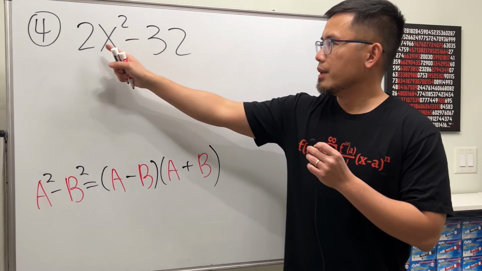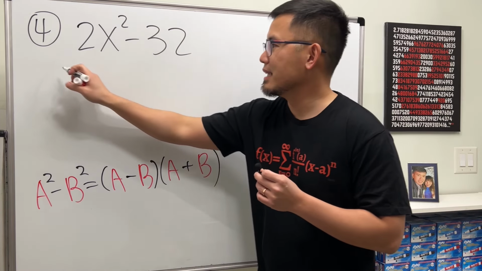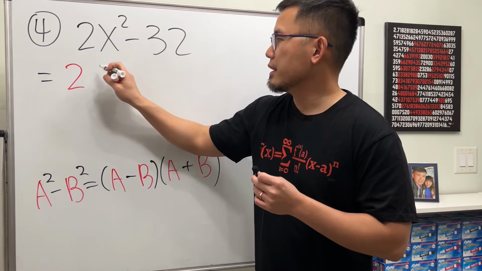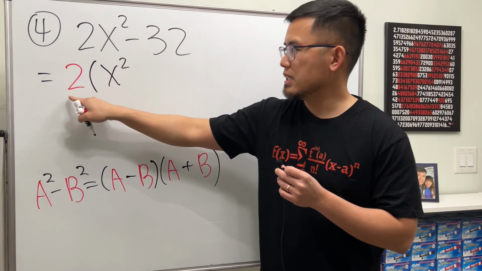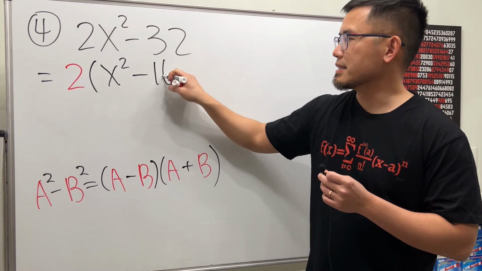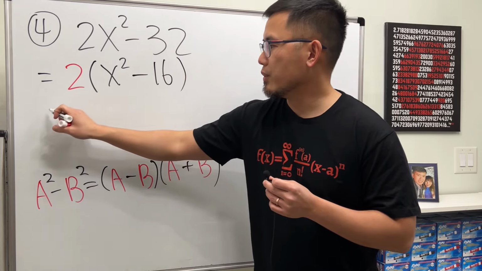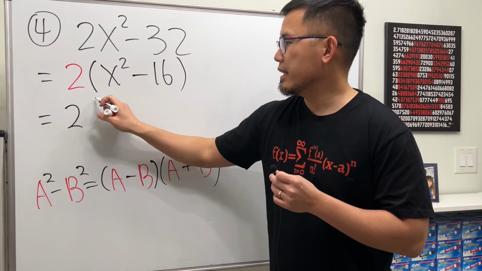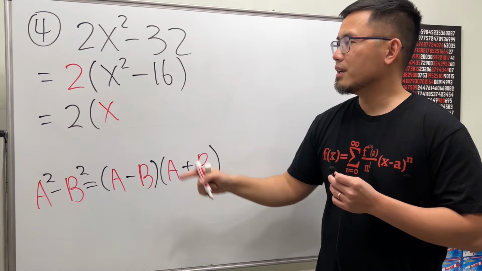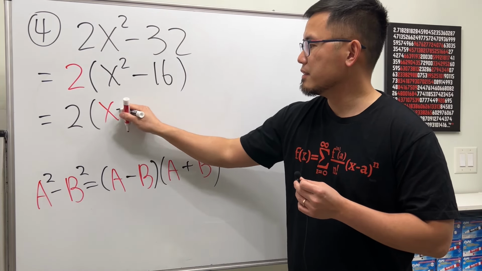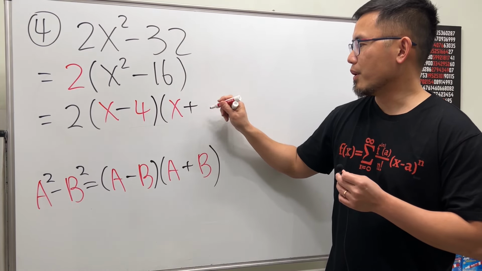Now for this, 2 and 32, we can factor out a 2. So we are going to start with that. So this right here is 2 times x squared, and then minus 32 divided by 2, we have minus 16. This is again a difference of two squares. So this is 2, and then for this is x, and then 16 is the same as 4 squared. So it's x minus 4, and then times x plus 4.